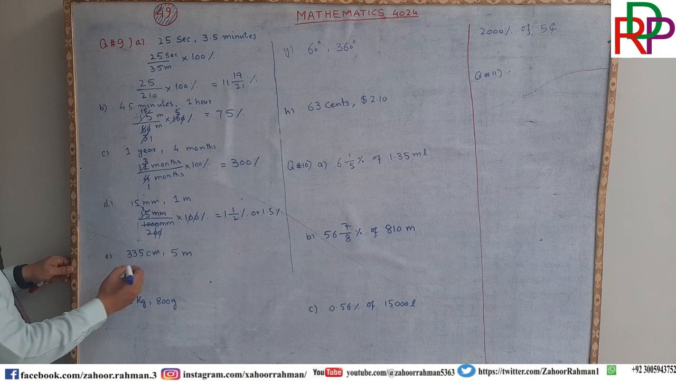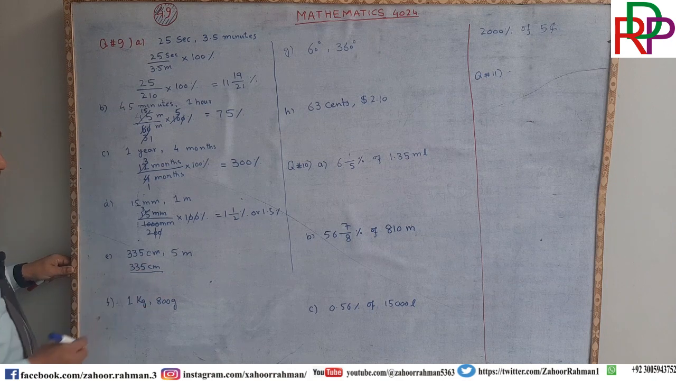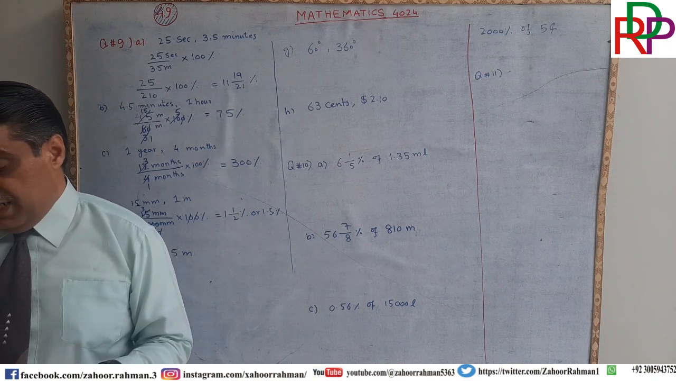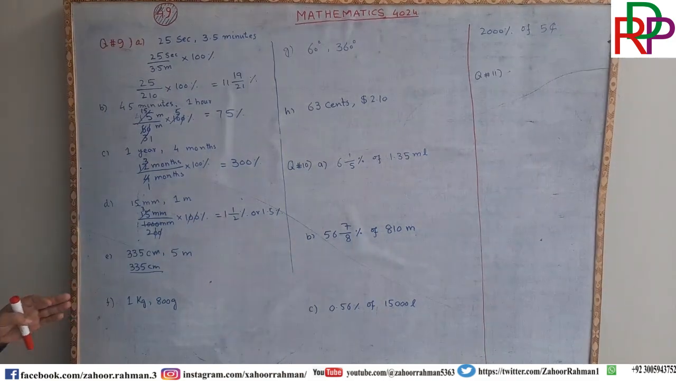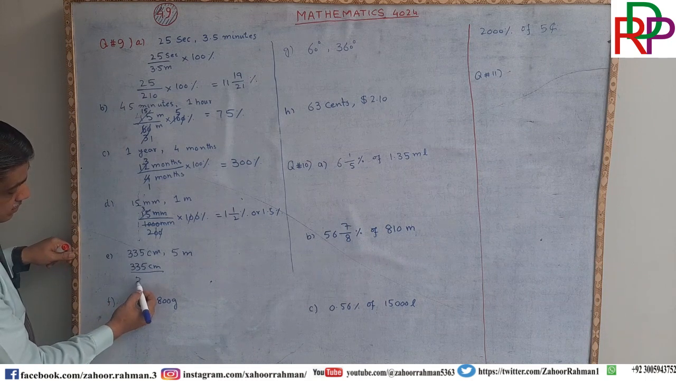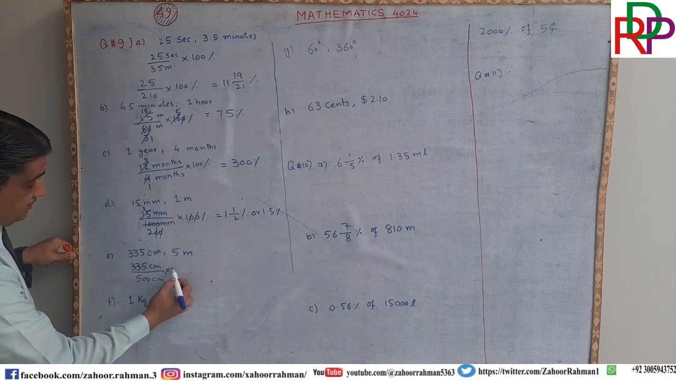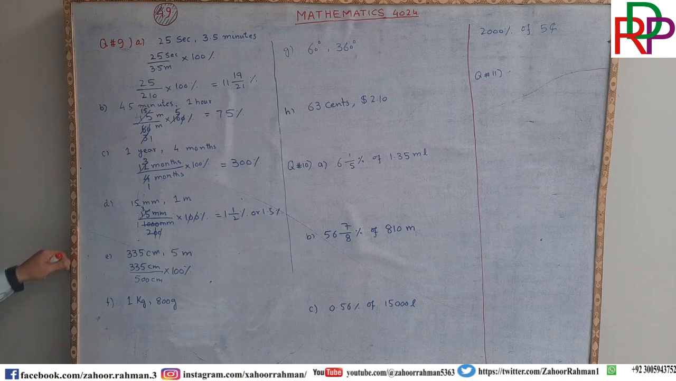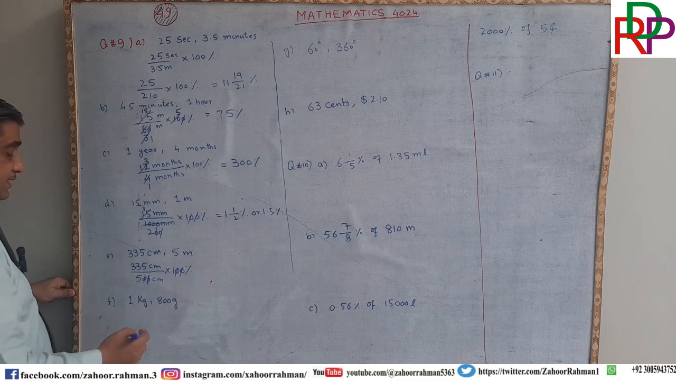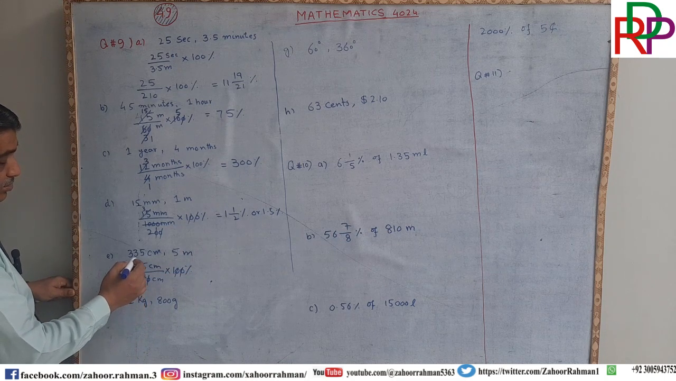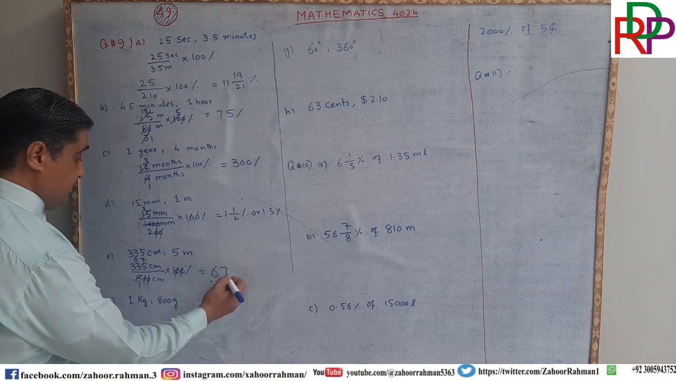Now 335 centimeter and 5 meter. Remember that in 1 meter there are 100 centimeters. So it means there will be 500 centimeters, multiplied by 100%. Because we are finding the percentage, we cancel this one, and this is also this, and 67. So it means that the answer will be 67%.